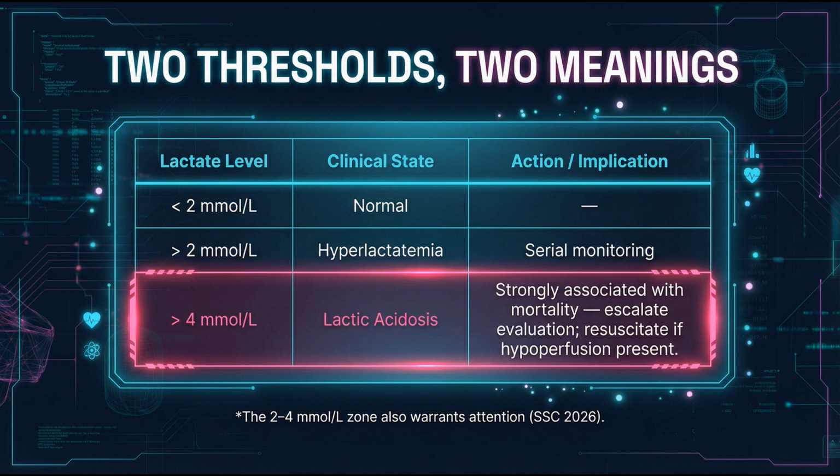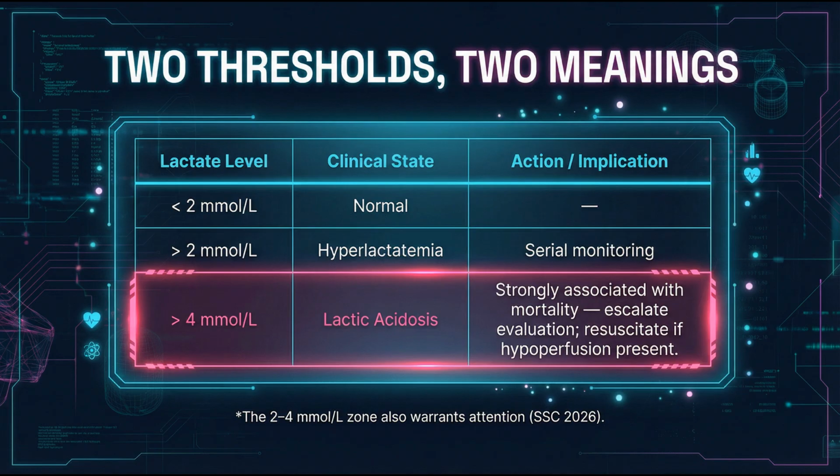We have two distinct thresholds. A lactate less than 2 millimoles per liter is normal. Greater than 2 is hyperlactatemia. This is a warning sign that requires serial monitoring. But greater than 4 millimoles per liter is lactic acidosis. This is strongly associated with mortality. It means you must escalate your evaluation and resuscitate if hypoperfusion is present.